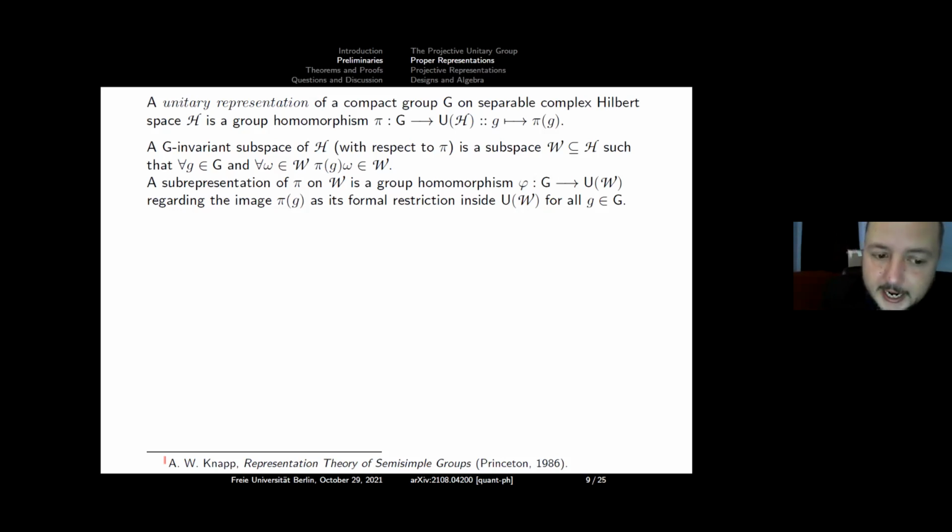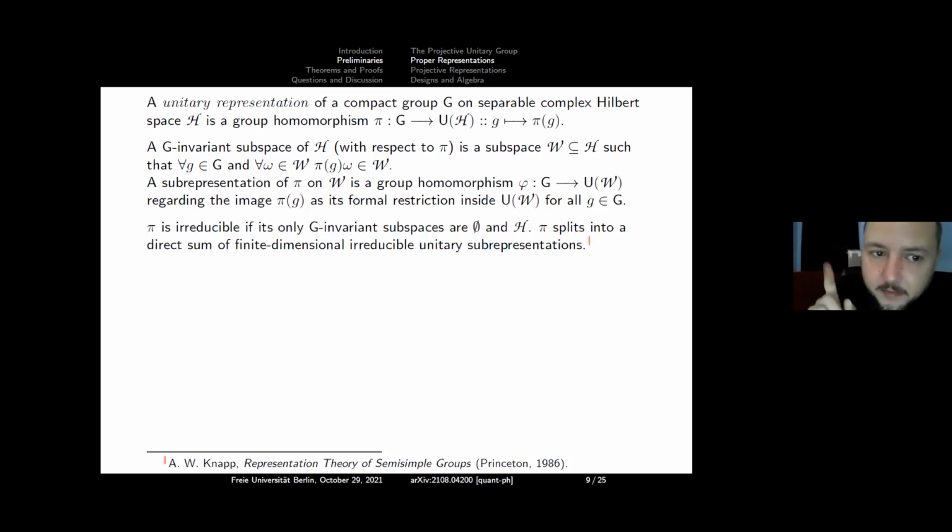Now, a definition and a big theorem. So the first one is a definition. Pi is irreducible when its only G invariant subspaces are trivial. So that's the notion of an irreducible representation. Pi splits into a direct sum of finite dimensional irreducible unitary subrepresentations. This is one consequence of the Peter-Weyl theorem, right?